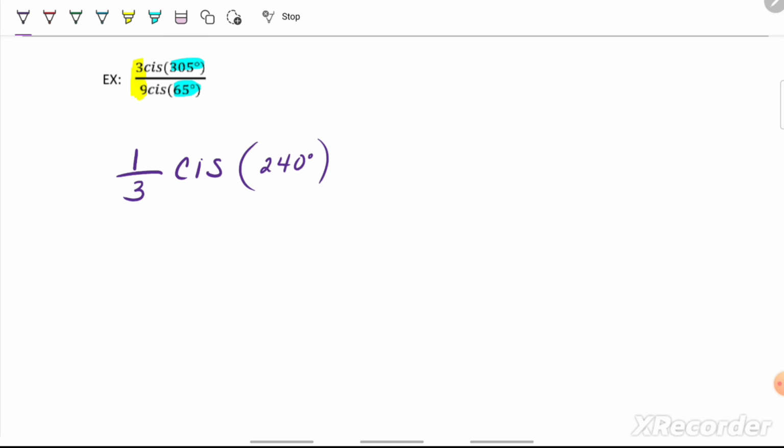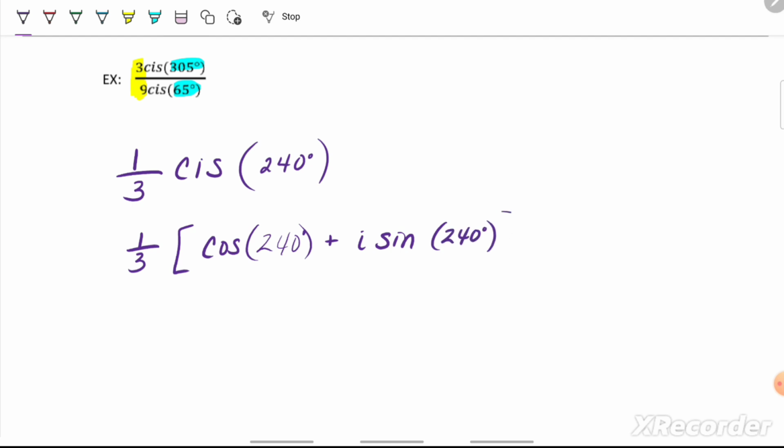We want to write our answer in rectangular form. So I'll write this in the expanded form, distribute the 1/3, and then we'll find our exact trig values. We get 1/3 cosine of 240 degrees plus i times sine of 240 degrees. Distributing the 1/3, we get 1/3 cosine of 240 degrees plus 1/3 i sine of 240 degrees.